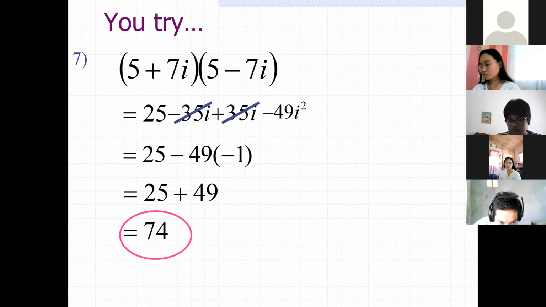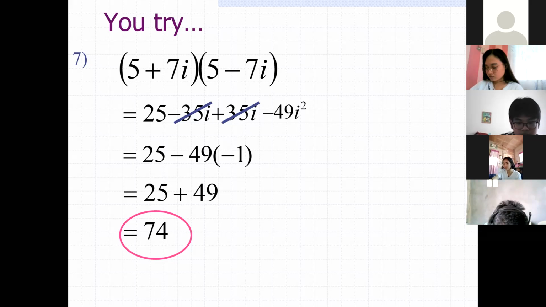The two values 5 plus 7i and 5 minus 7i are called complex conjugates. They are conjugates of complex numbers. And if you multiply complex conjugates, the result is a pure real number. How are you going to show the standard form of 74 as a complex number?